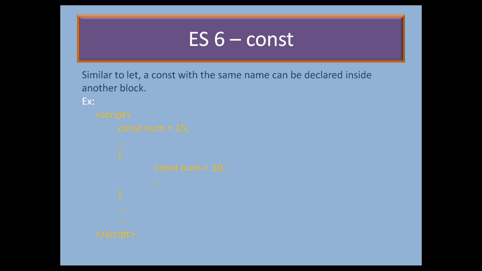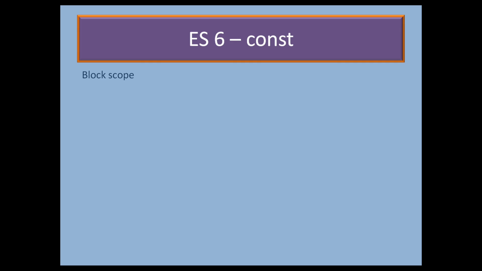That means inside this block, the num constant will have value 10. Outside the block, the num will have value 15. So this way you can declare constants with the same name inside another block. And as we have seen till now, the const also has block scope. That means once you declare a constant inside a block, that effect will be only up to that block. Outside the block, it will have no effect.